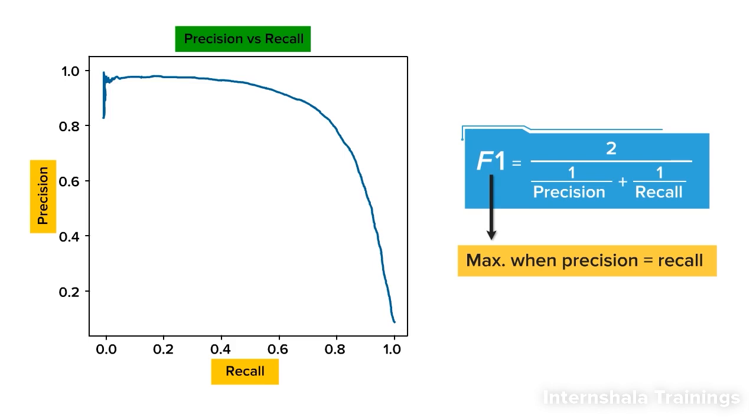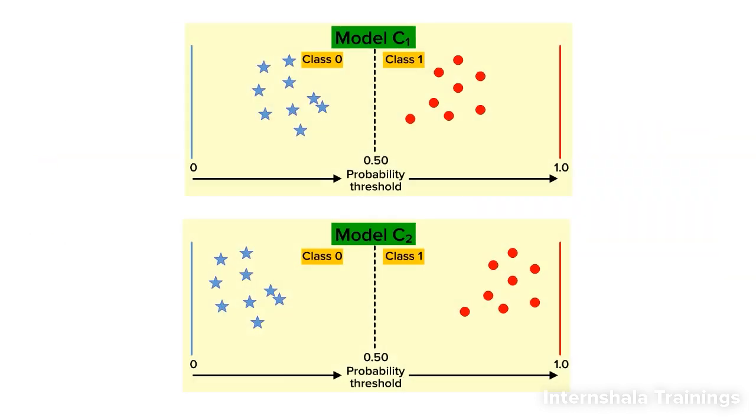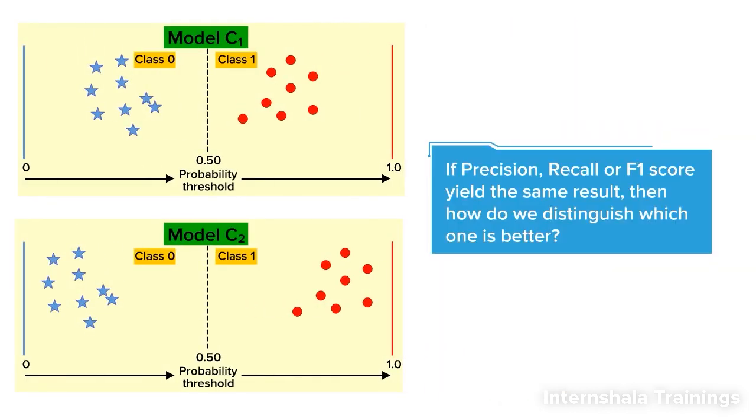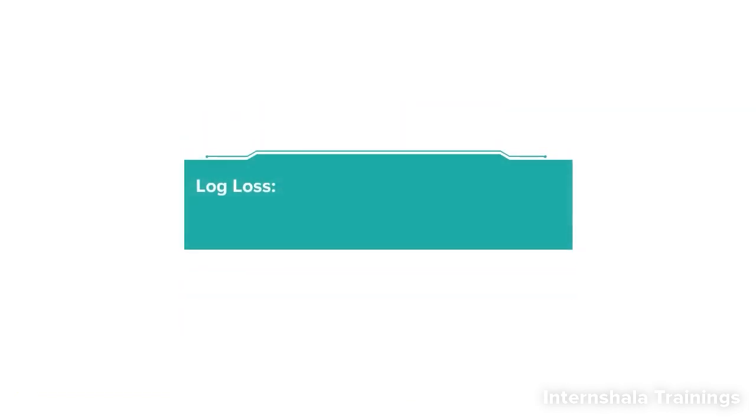But there are some cases where we cannot differentiate between two models using precision, recall or F1 score, as these values may be exactly the same for the two models. Now, your question will be, if all the classification evaluation metrics we discussed so far yield the same result, then how do we distinguish which one is better? For this, we will be looking at the log loss. Sounds familiar, right? It is the cost function of logistic regression, which we have already discussed in the training.